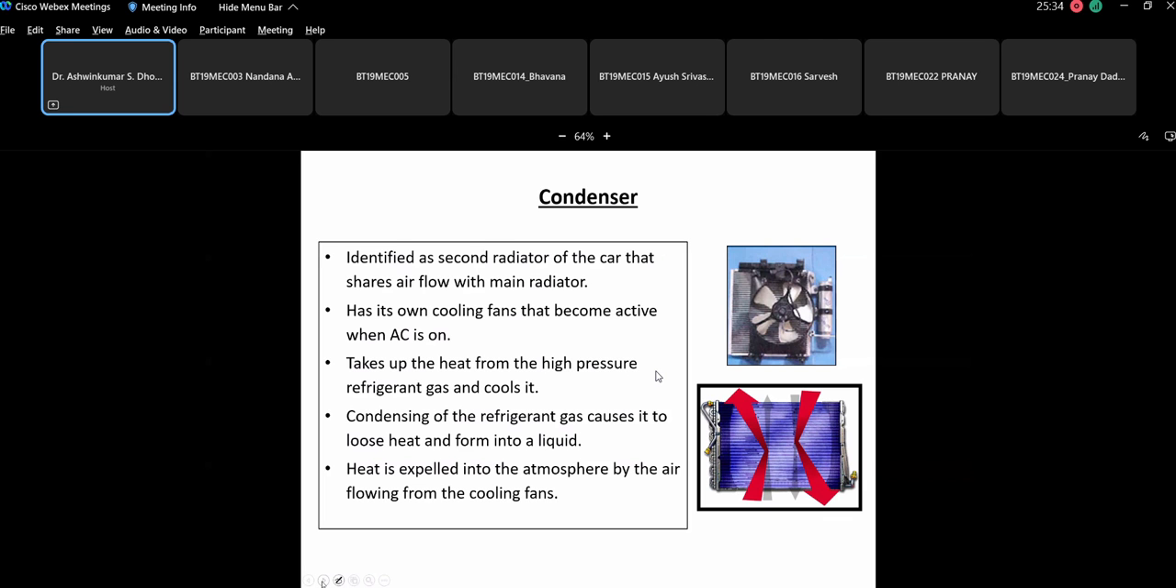from 200 kilopascals to 1200 kilopascals, you take the refrigerant gas pressure. So in that case it gets heated and it is required to be cooled down. Okay, so that is why you require to have the condenser.